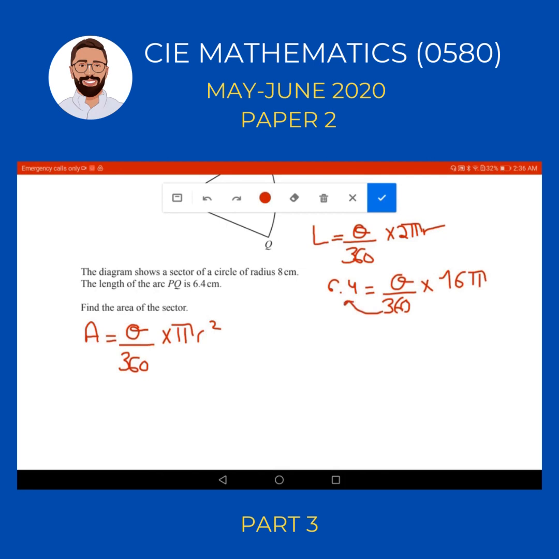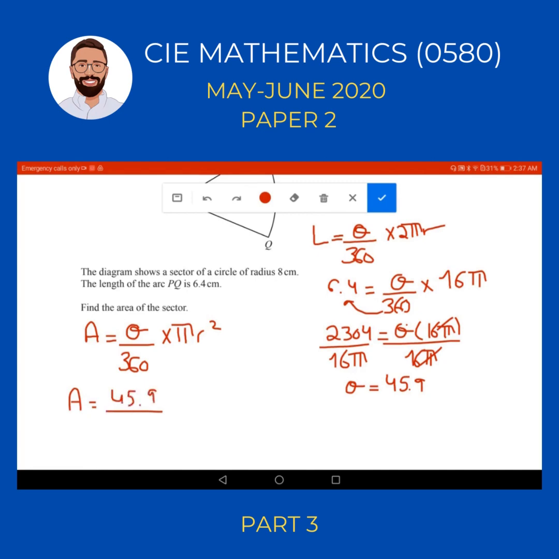Let's calculate that. It's 2304, equals theta times 16 pi. So to find theta, I need to divide by 16 pi, and of course the left-hand side by 16 pi. So 16 pi is basically 50.24, so the answer is 45.9. So theta is 45.9.